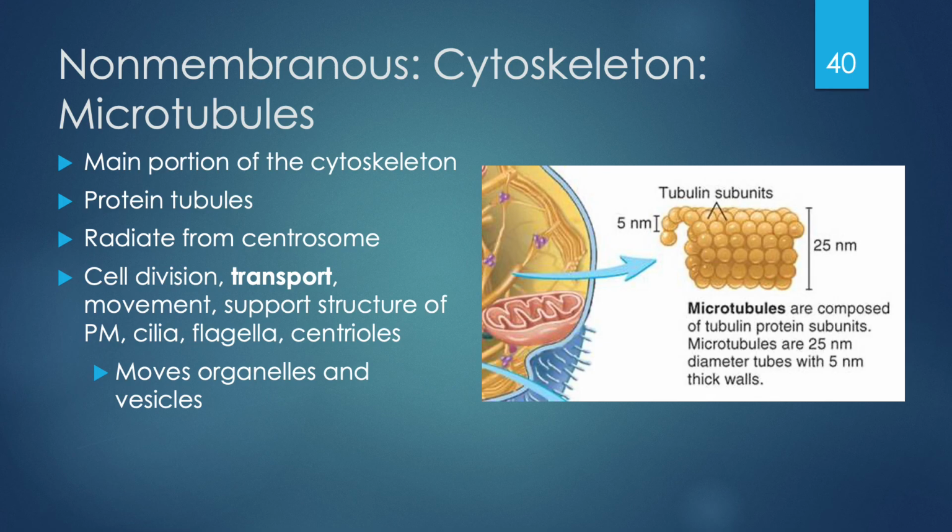But during cell division, they also have a different role. What they do is they'll basically distribute the chromosomes to different ends of the cell, and they create a network of microtubules called the spindle apparatus. We'll talk more about this later, but for now, just know that the microtubules have a lot of different roles and are incredibly important as the main portion of the cytoskeleton.